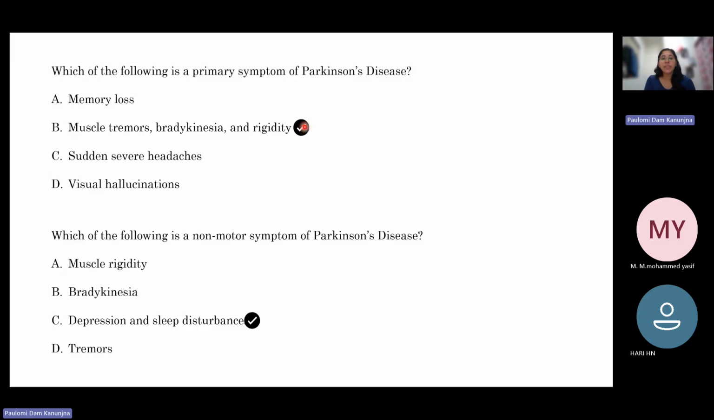That's a primary symptom. Other than that, memory loss, headaches, visual hallucinations come way later in time. The first one is the motor symptom. The other non-motor symptoms associated with Parkinson's are depression and sleep disturbance. So the question here was about non-motor. Everything else here is motor. Muscle rigidity has to do with muscle stiffness, so your muscle is not moving. Bradykinesia is slow movement. Tremors, we already know it's about movement. So all of these are motor. The only non-motor symptoms here are mood, hallucinations and sleep disturbances.